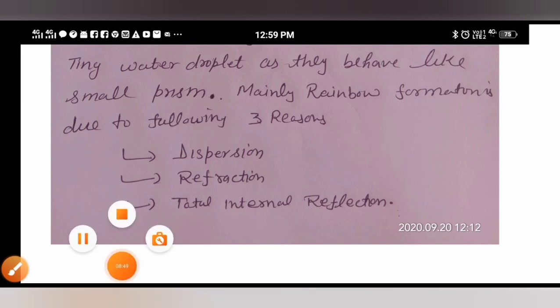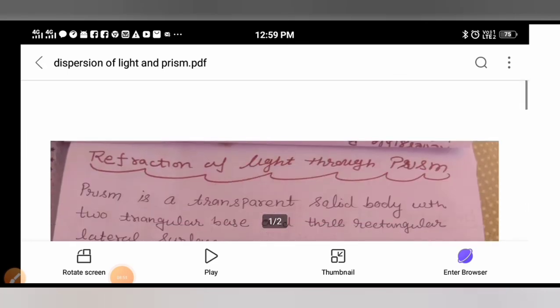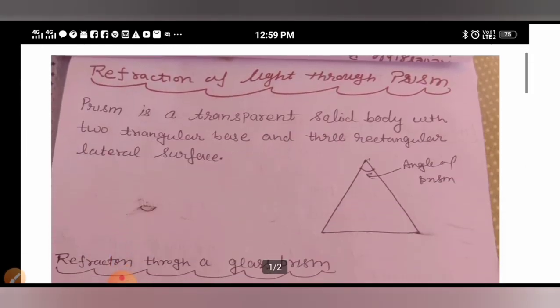Okay, so students, I hope you understood my today's topic, which was totally based upon prism and dispersion of light.